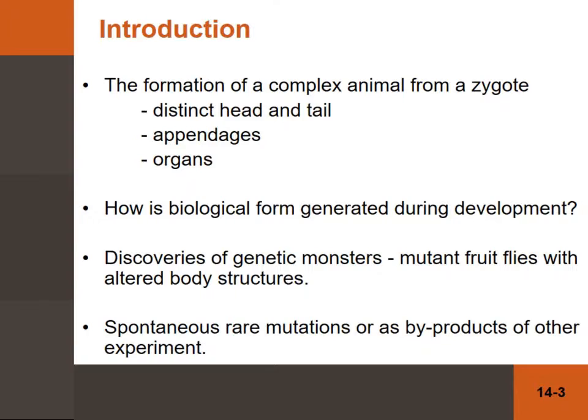And the key catalysts to understanding how these complex forms were developed were the discoveries of genetic monsters, mutant fruit flies. These mutants had dramatic alterations of body structure, and in the early days of studying development or studying embryology, the favourite genetic model organism was the fruit fly, called Drosophila melanogaster. So these mutants arose as a result of spontaneous, rare mutations, or simply as byproducts of other experiments.